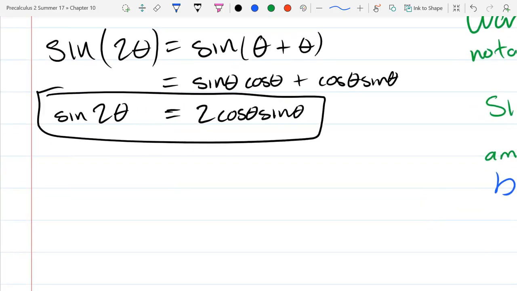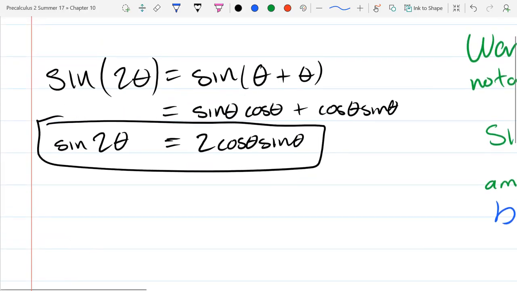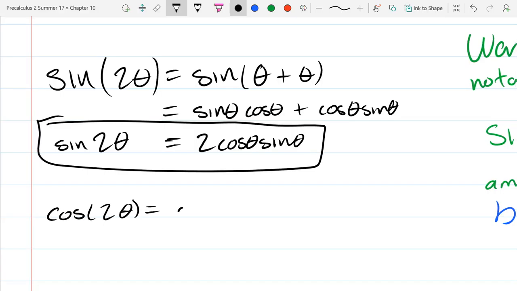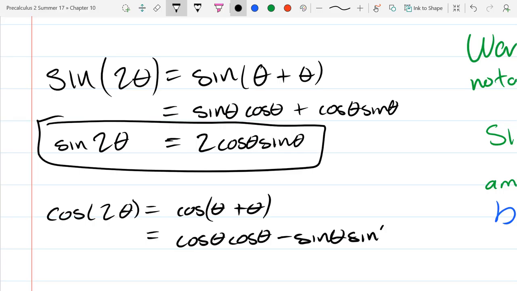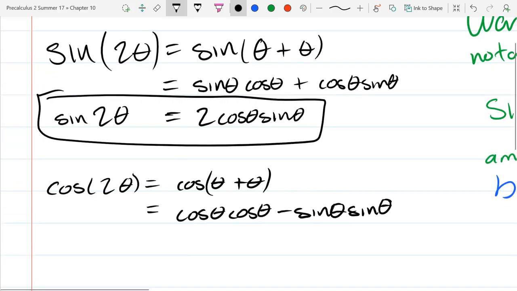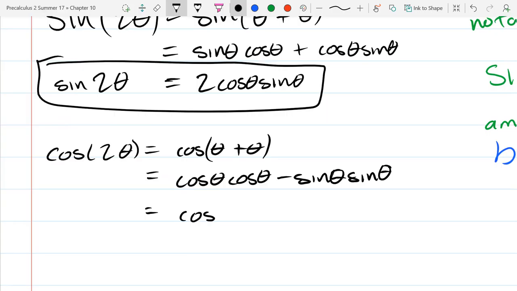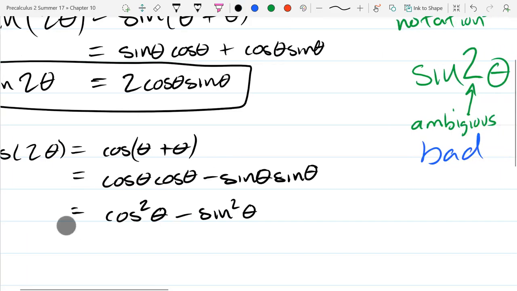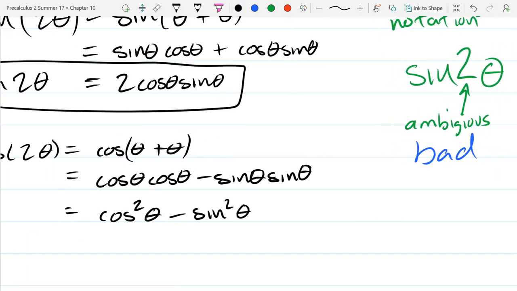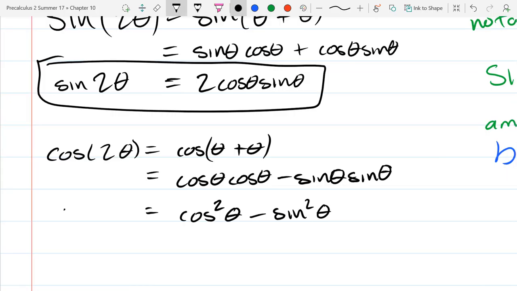All right, so that's our first double angle identity, sine 2 theta. So you can basically cut your angle in half using this. So we're going to play the same game, except start with cosine. So cosine goes cos minus sine. I don't have to pay attention to which angle is A, which angle is B, because they're both the same. So cos squared minus sine squared. Now look at your exponents. Make sure you don't have that lazy exponent going on.